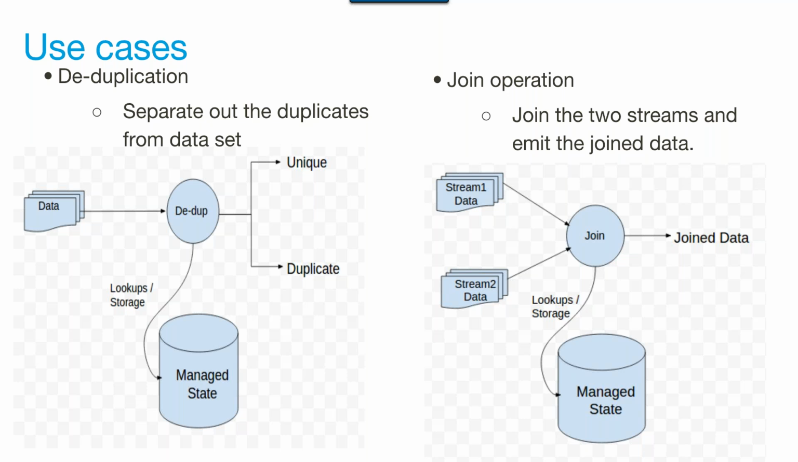So these are a couple of use cases for using the main state. One is deduplication. For example, if I want to separate out the duplicates from a data set that has 2 days of data, keeping 2 days of data in memory is a big bottleneck for the platform. So here we'll use the main state. Main state has a technique: instead of memory, it will save into the disk.